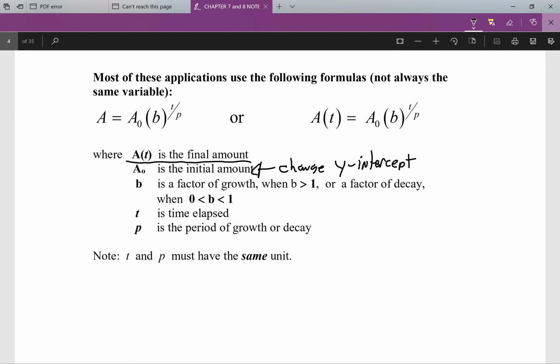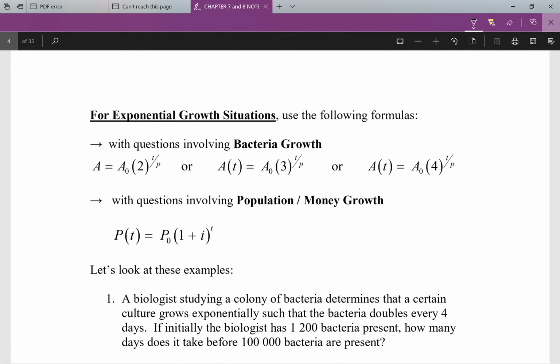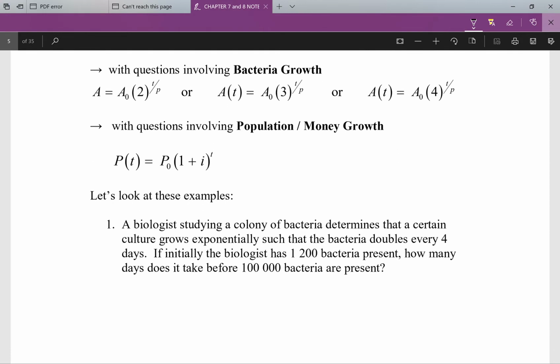B is the factor of growth when b is greater than 1, or it's a factor of decay when it's between 0 and 1. And we will get to that in a bit. T is the time elapsed, and P is the period of growth or decay. Again, once we get to the questions, we'll be able to clear this up a little bit. So let's dive in. Now, we again just have the equations being put in different ways. Once I get to the examples, this will make a bit more sense what exactly is going on here.